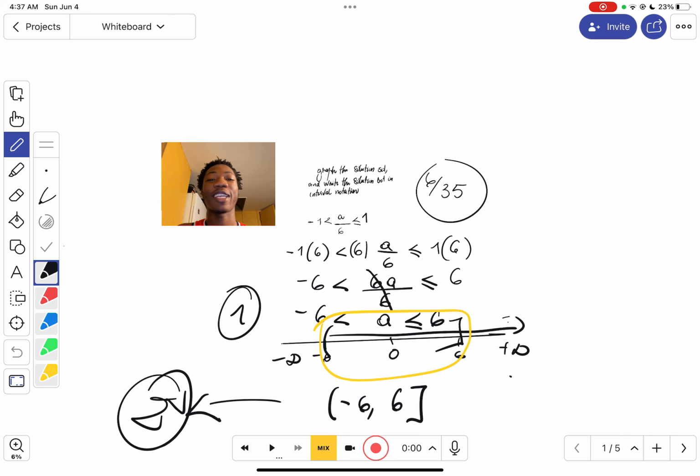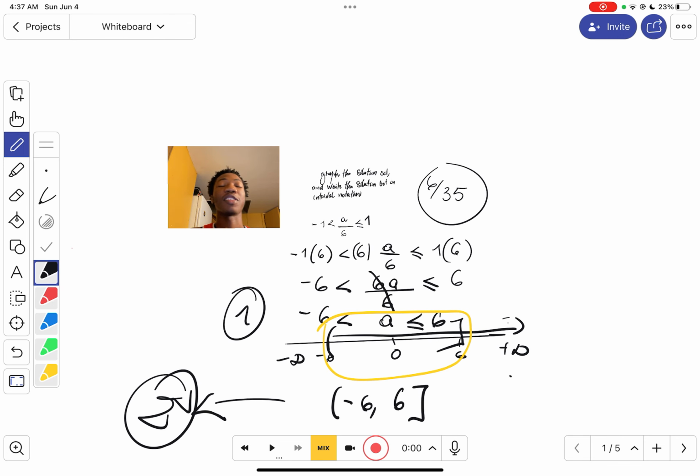So right now we're gonna get into the other one, which is 7. So it's gonna be like 7/35, and it's 437. See y'all.